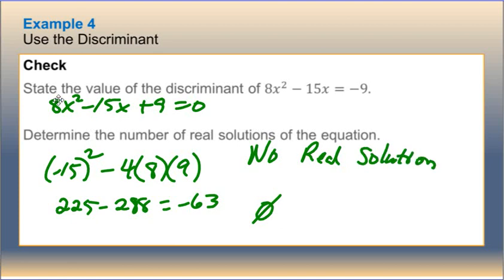So that is our lesson on solving quadratic equations by using the quadratic formula.